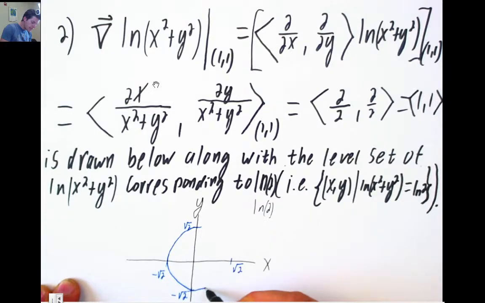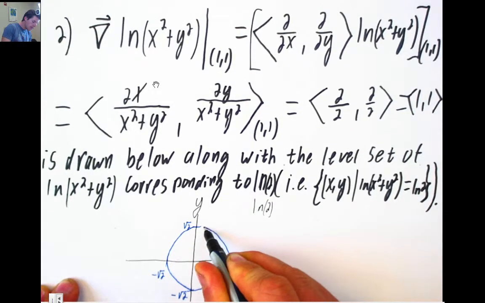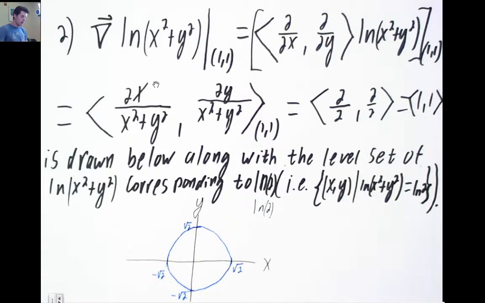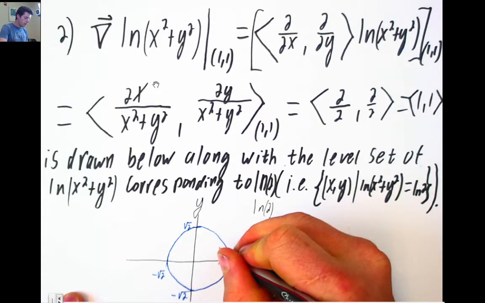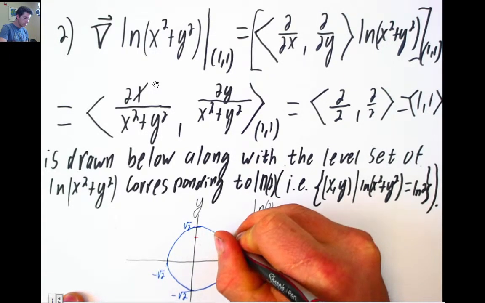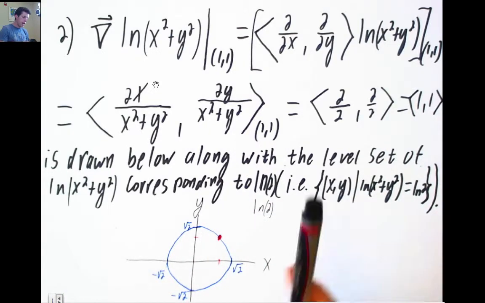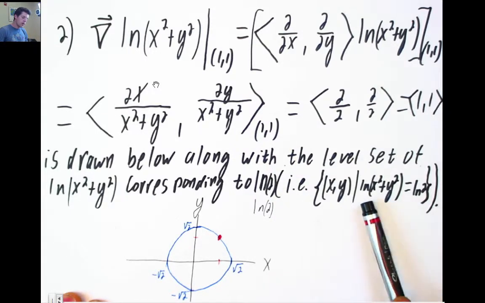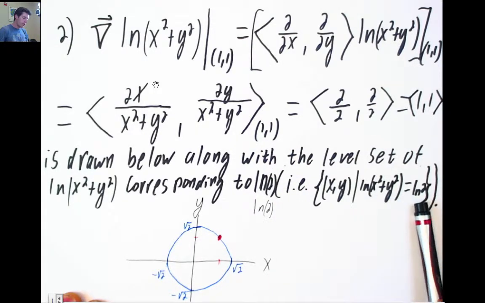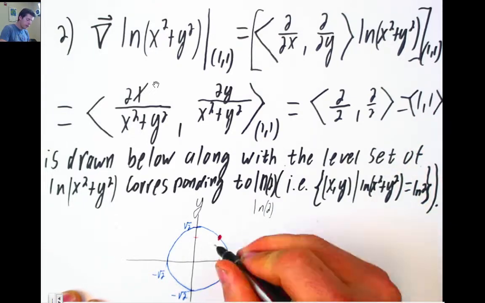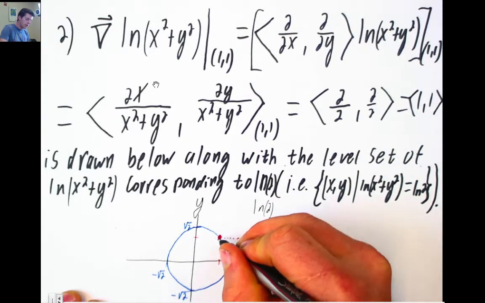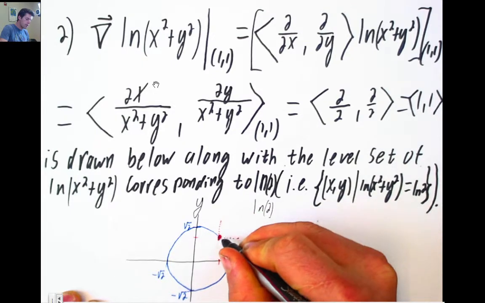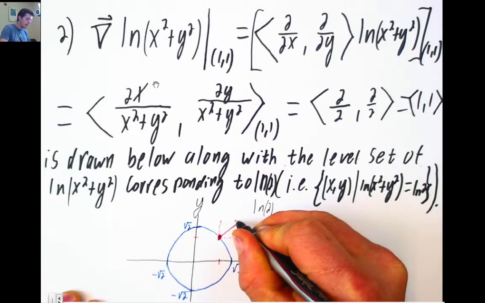And on that level set is the point 1, 1. And that point 1, 1, think about it, natural log of 1 squared plus 1 squared really is the natural log of 2, so that has to be on the circle. And we are meant to draw the gradient vector 1, 1. That should point just as much to the right as it points up. It's about like that.